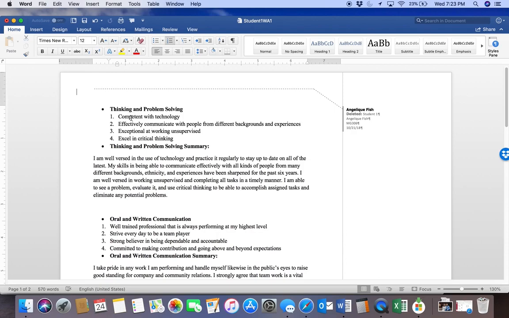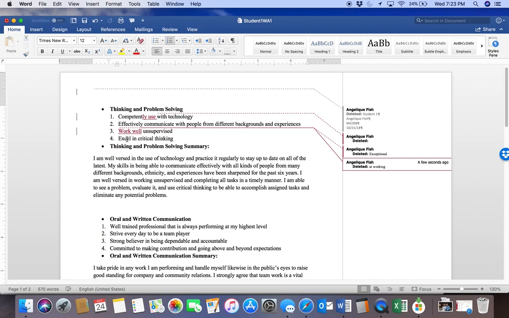So competent is an adjective, communicate is our verb, exceptional adjective, excel verb. So we want to make these all the same grammatical format. So let's see, maybe we'll change this to maybe competently use. So now we're starting with our verb here, use. And then maybe we'll change this to work well unsupervised. So work is our verb, and then we have excel. So now all four start with the verb.